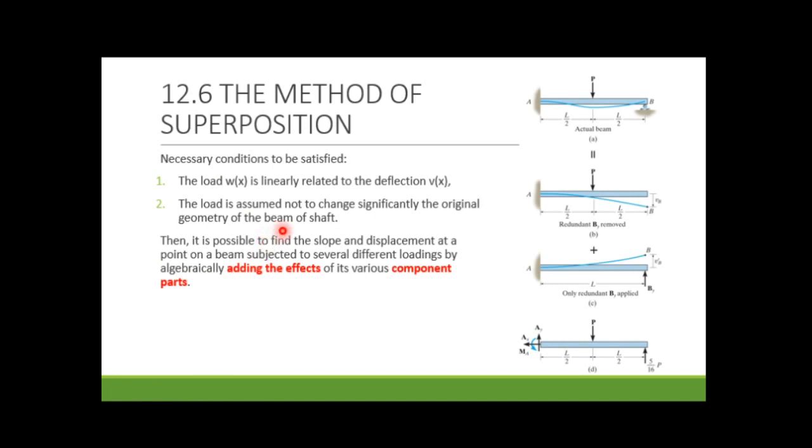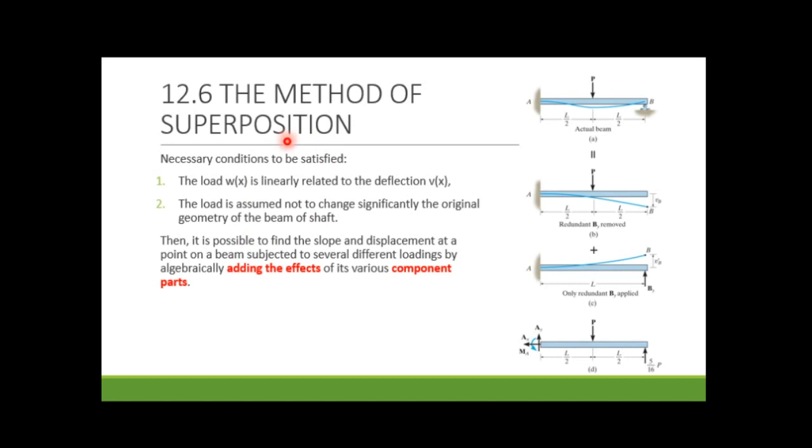Superposition, as you can easily understand when I read the definition: if our necessary condition is that the loading is linearly related with omega x, therefore the load is linear. Also I can say our material is linear. Also we assume the small deflection theory, then we can apply the method of superposition.